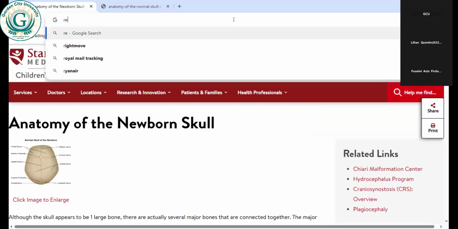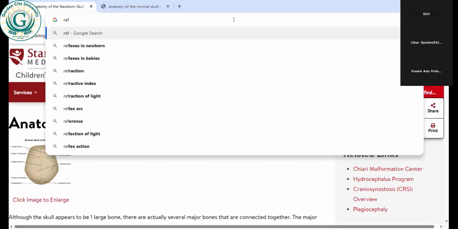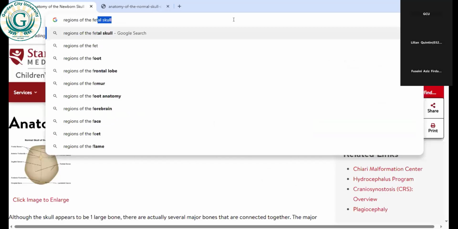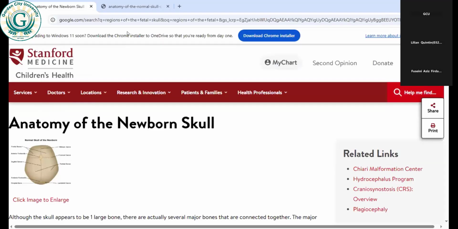So let me just go through. With the regions, we have the occiput, the vertex, and the sinciput. The sinciput is the forehead, the vertex is the middle, and the occiput is at the back. So those are the regions. Please do not confuse the divisions and the regions. With the divisions, you have the vault, the base, and the face. With the regions, you have the occiput, the vertex, and the sinciput.